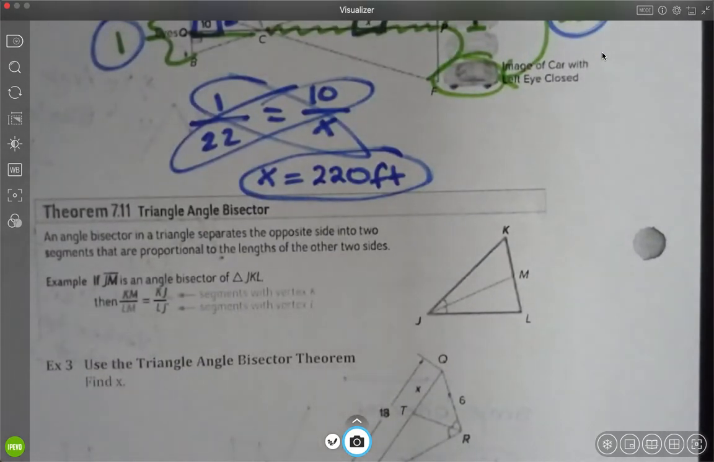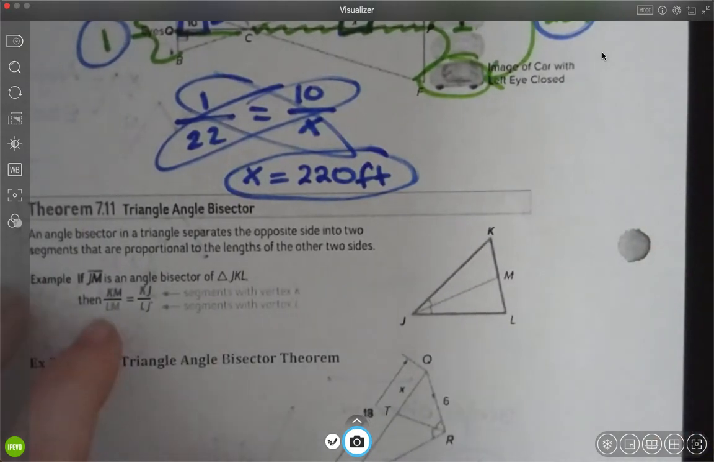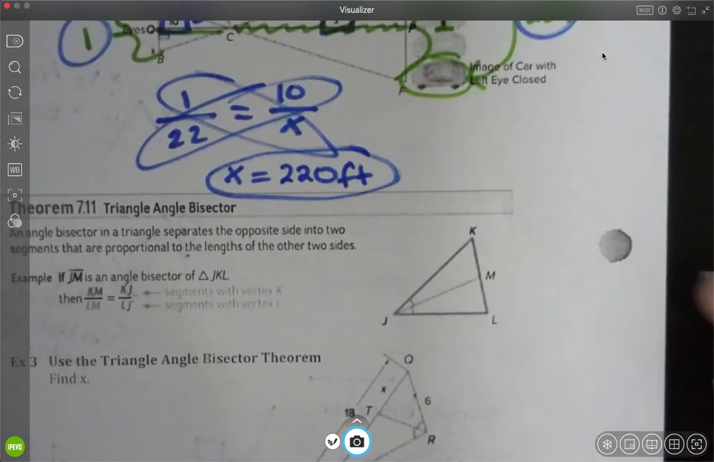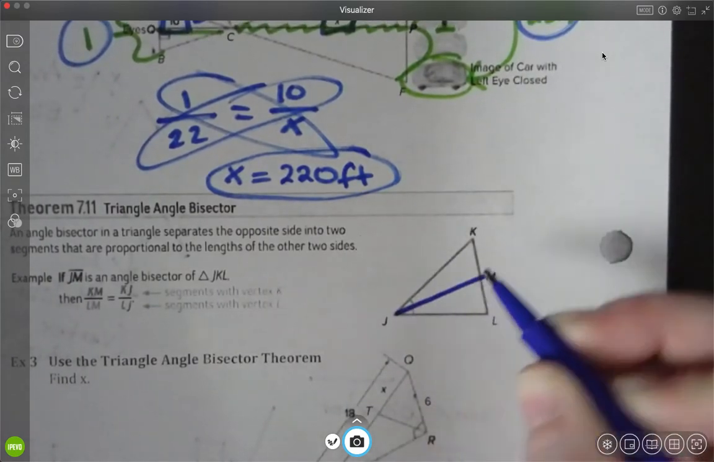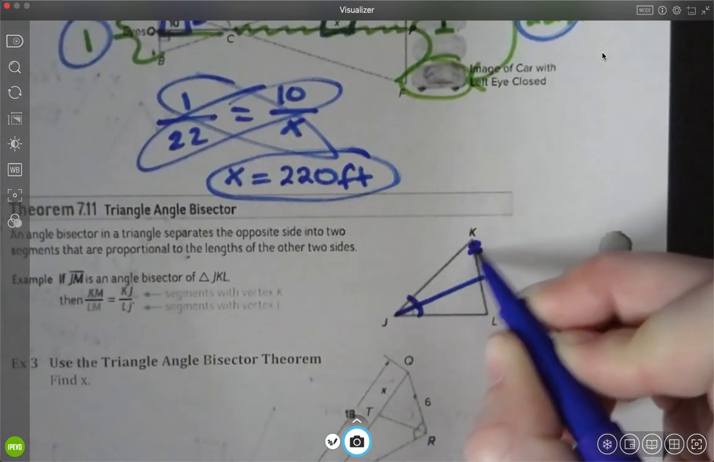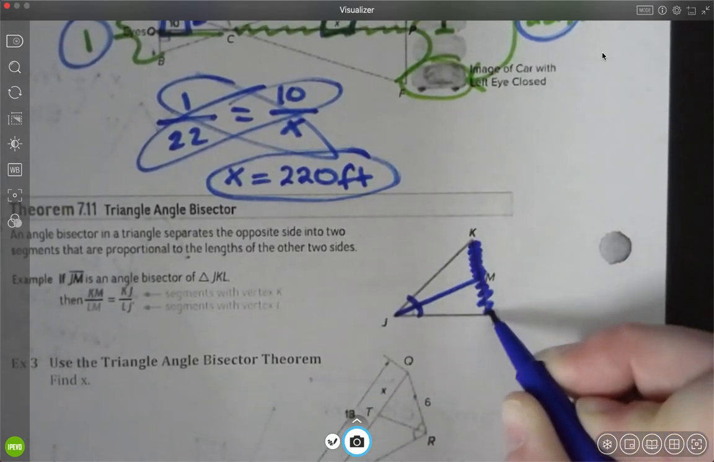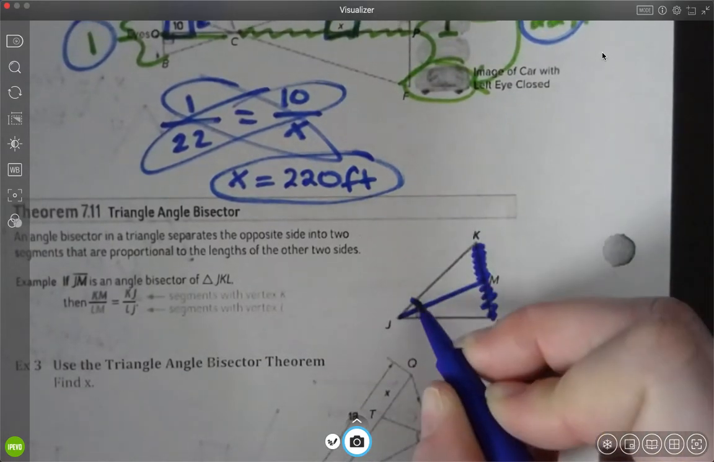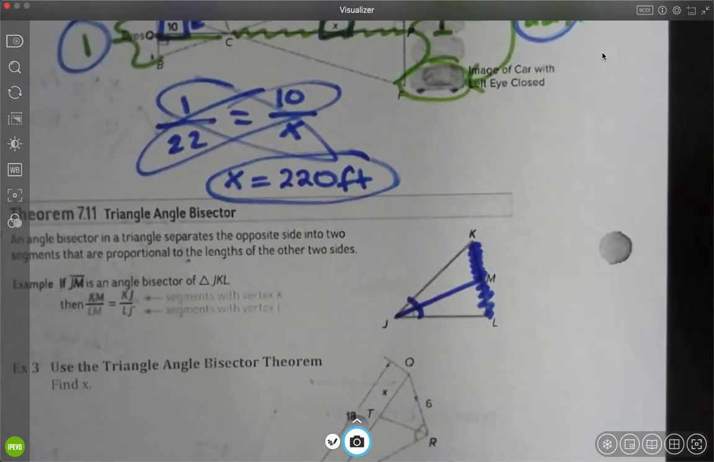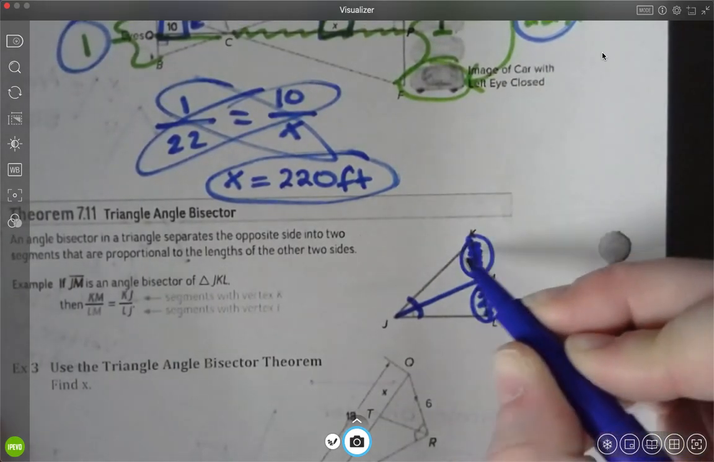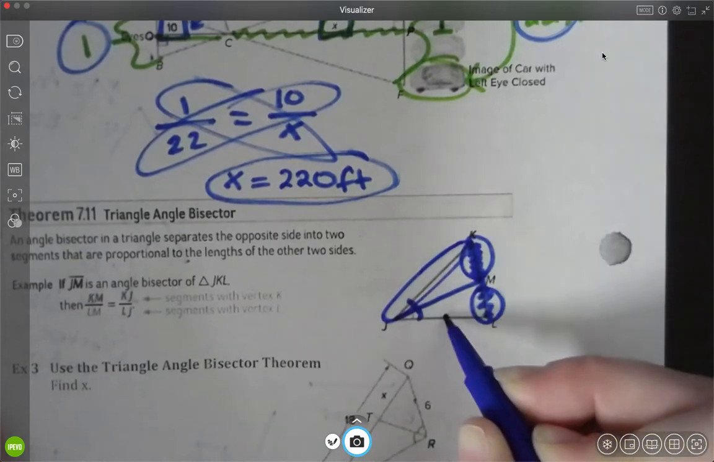Triangle angle bisector. Let's see how this is different. They say KM. Okay. Triangle angle bisector. So here's this segment right here, and it's bisecting that angle. Now, do I necessarily know that this length here is the same as that one? No, but what I do know is if that is bisecting the angle, then this over this will be the same as this length over this length.